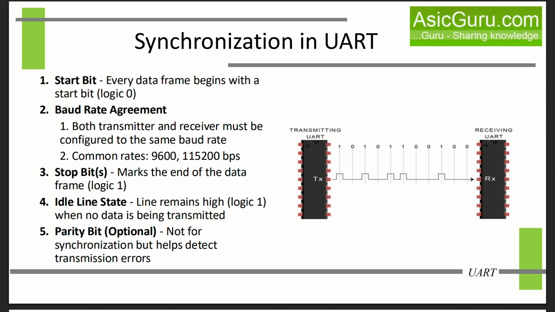After all data bits are transmitted, one or more stop bits, represented with logic 1, are sent to mark the end of the data frame. When no data is being transmitted, the line remains in an idle state, which is high, logic 1 in this case. There's also an optional parity bit. While not strictly for synchronization, it helps detect transmission errors by ensuring the total number of ones in the data, including the parity bit, is either even or odd depending on the configuration.